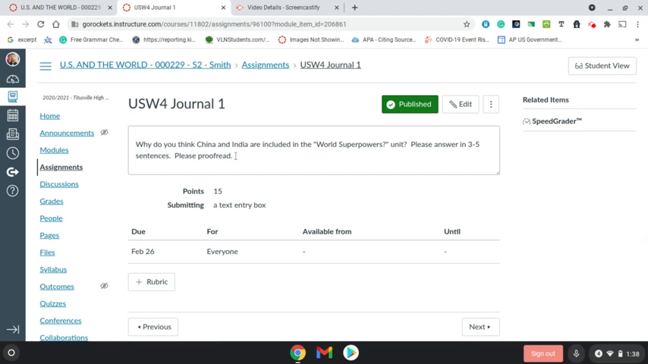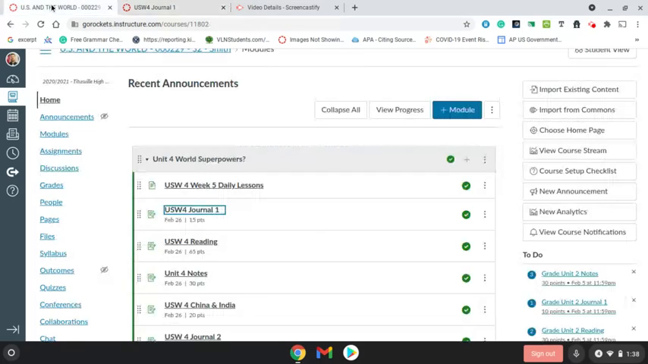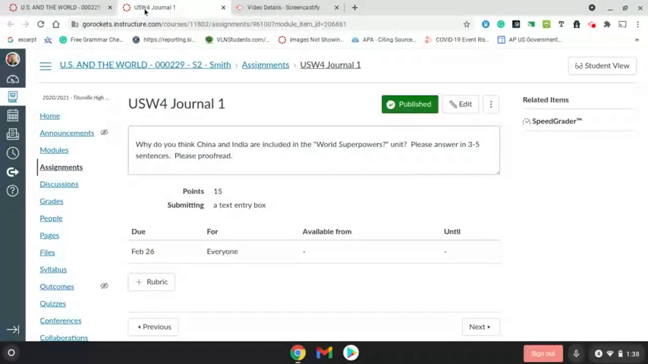It simply says, why do you think China and India are included in the world superpowers unit? Please answer in 3 to 5 sentences and proofread. So why do you think these two countries are included in that? Let's just take 10 minutes to do that. If you get done early, you can look at the reading assignment. So if you get done with the journal, please look at the reading assignment next.